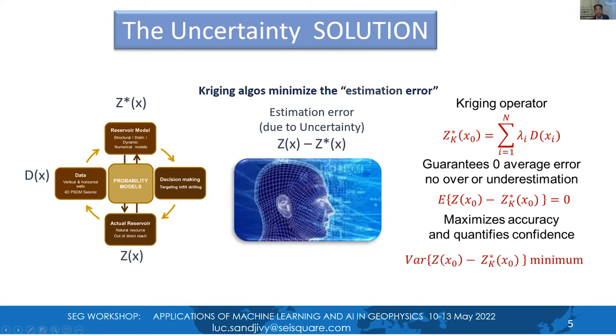As we don't know the reality, we cannot have access to this estimation error, but we can minimize it using the probability theory. Minimizing this error means that on average, if you drill many wells, for example, you will find that this error should be zero. And the variance, this is the dispersion of these errors around zero, should be minimum. This is the definition of the kriging operator. So kriging algorithms quantify and minimize uncertainty impact. And there are many of them.